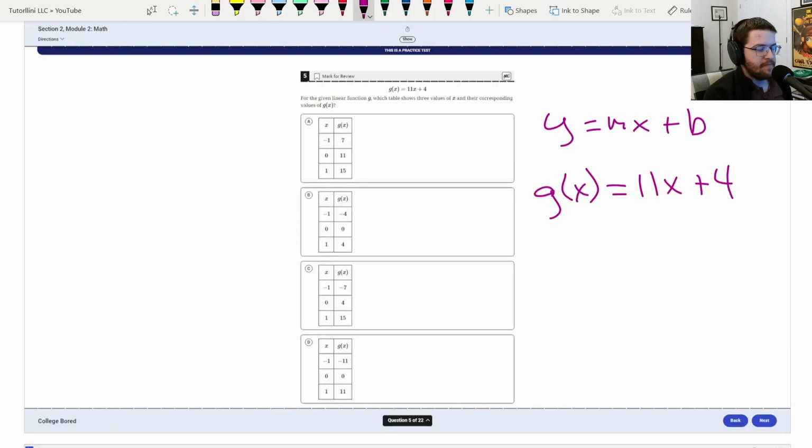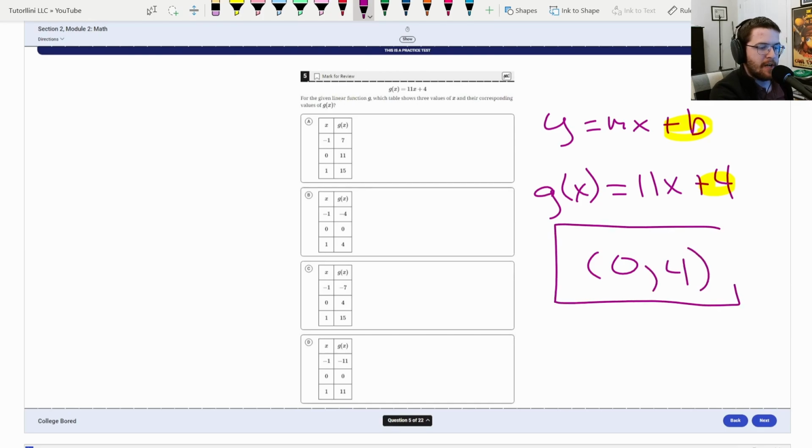Okay, question 5. So right away, I noticed that B, the y-intercept, is 4. That means that (0, 4) must be on the graph because y-intercepts always have an x of 0. And I notice immediately that the only table that has y equal to 4 when x is 0 is this one, answer choice C. All the other tables have the incorrect y-intercept. A's got a y-intercept of 11, B's got a y-intercept of 0, and D's got a y-intercept of 0.